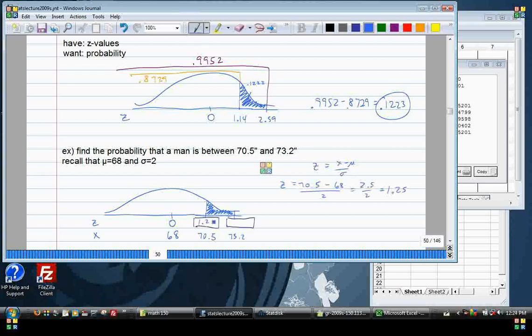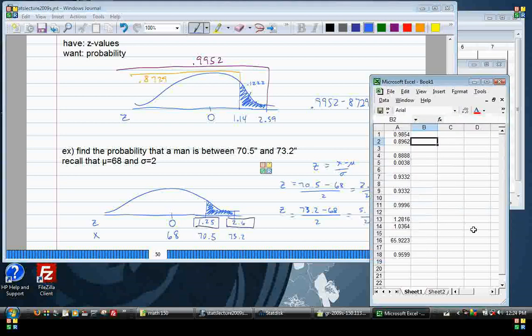The z-score for that is 1.25. Next. Got to find the other z-score, 73.2 minus 68 over 2. And that's 5.2 over 2. That's 2.6. I now know that, so I'm going to fill that in on the picture as well. Now that we know the z-score, what can we do? Find the areas using either Excel or StatDisk.